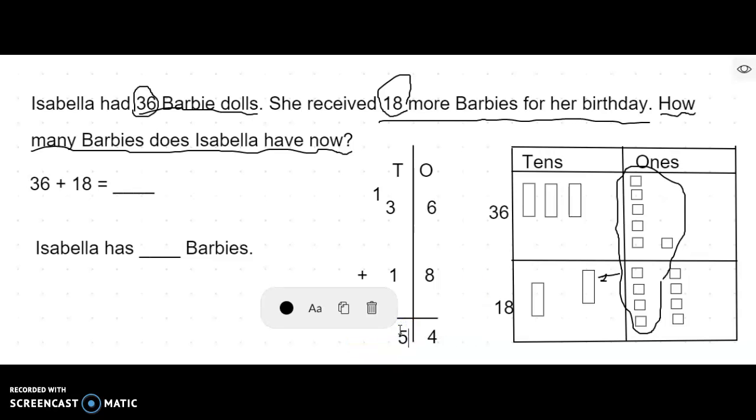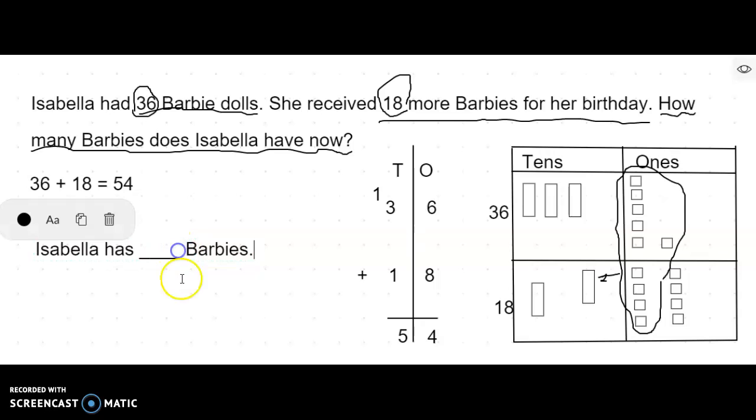I have 5. I have 5 10s and 4 ones, which means 36 plus 18 equals what? Yeah, it equals 54. 36 plus 18 equals 54. Isabella has 54 Barbies. That's a lot of Barbies.